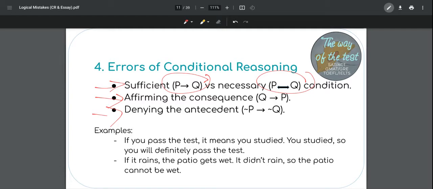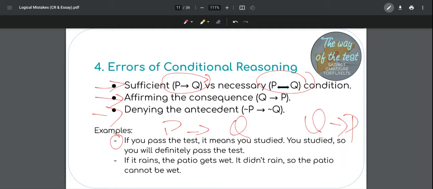So, for example, we're going to do example number 1 here. If you pass the test, it means you study. You study, so you will definitely pass the test. And you can see the mistake here, right? If you pass the test, it means you study. But then I'm saying if you did study, you will definitely pass the test. I'm reversing the causality. Maybe if you pass the test, it means you study, but if you study, you're not necessarily going to pass the test. Maybe you study and still not pass the test.